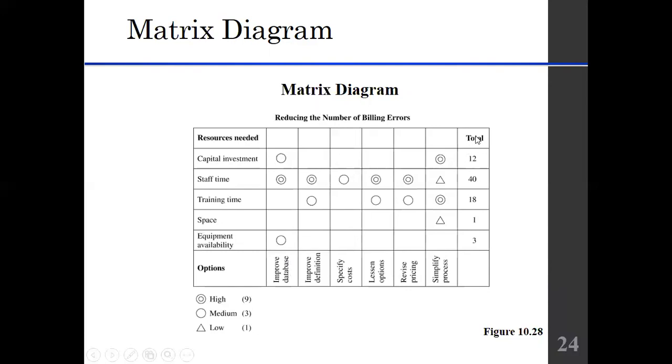At the end, in this last column, you can add up these different values. For example, this double circle here, its value is 9, plus the single circle value is 3. So 9 plus 3 is 12. So the total is 12. That's how you can sum up all of the legends, and you can get the total sum.